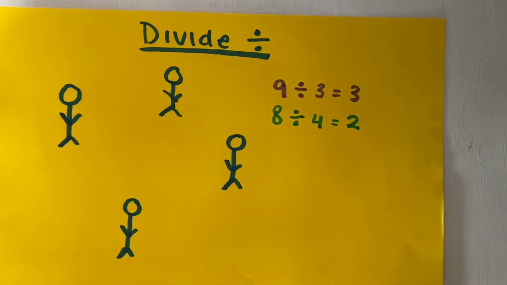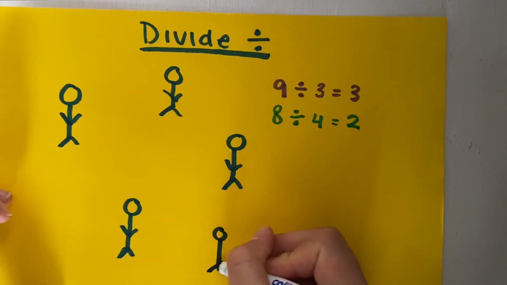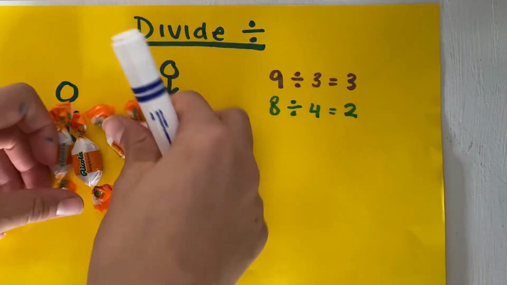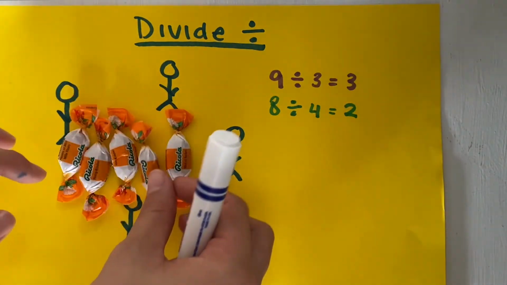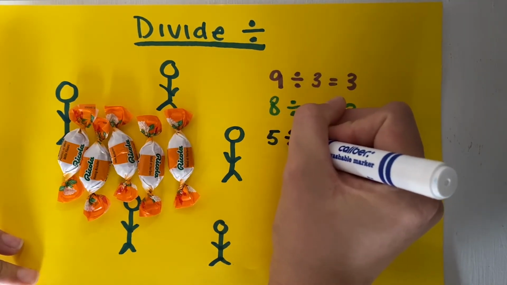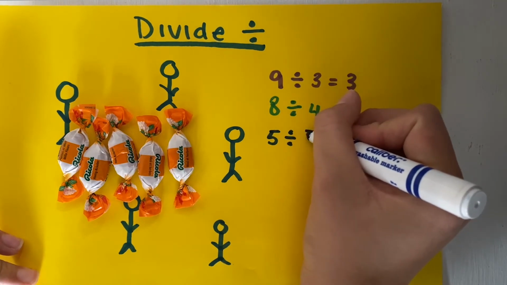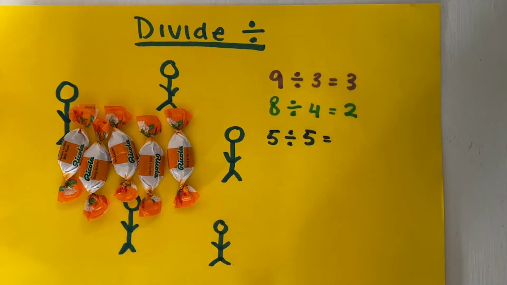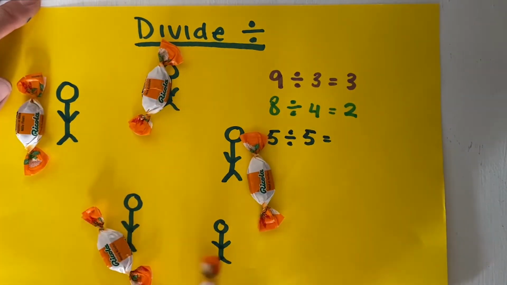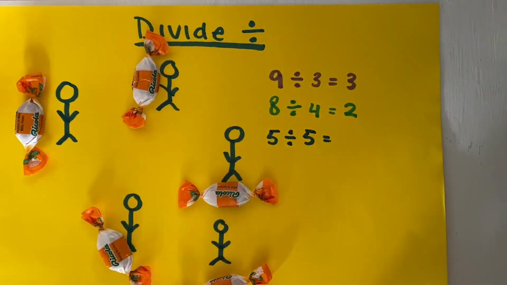Maybe we have 5 friends and we have 5 pieces of candy. So we're gonna write 5 because we have 5 pieces of candy. We want to divide it between 5 friends. So how many do you think that is? If each friend needs an equal amount of candy, there's 5 friends, there's 5 pieces of candy. That means they all get 1 piece of candy. So 5 divided by 5 equals 1, which means that any number divided by itself equals 1.